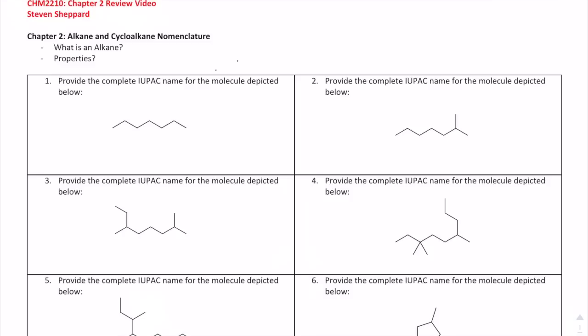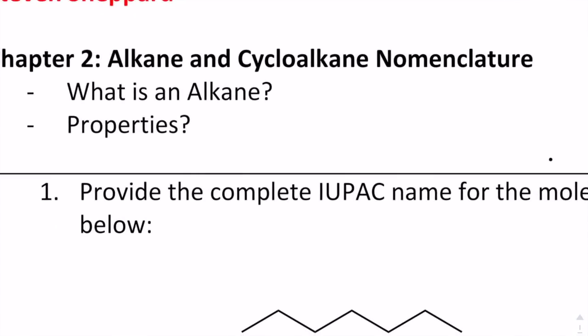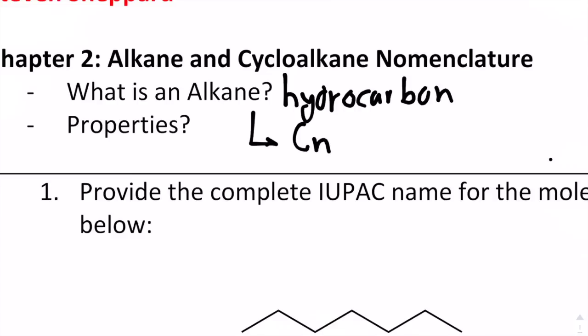So before we can even start, what is an alkane? Well, an alkane was a functional group that we saw in Chapter 1, but more specifically, it's known as a hydrocarbon, meaning that it's composed all of hydrogen and carbon atoms. And it has the molecular formula, or general scheme, I guess, CnH2n+2. All right, and we'll talk a little bit more about that formula.